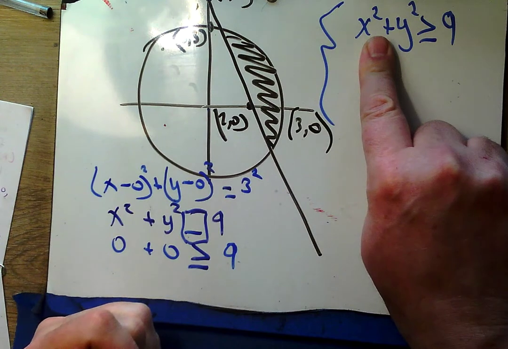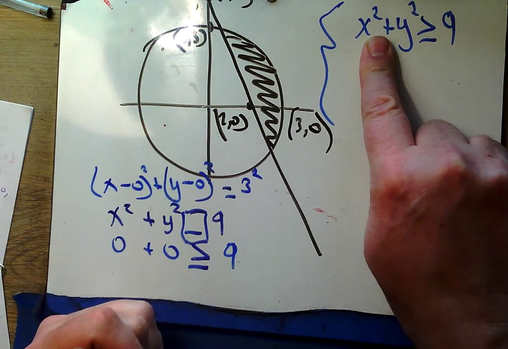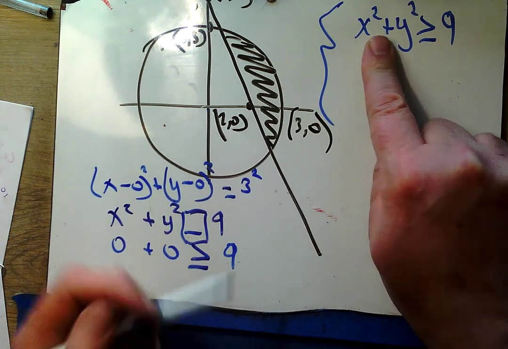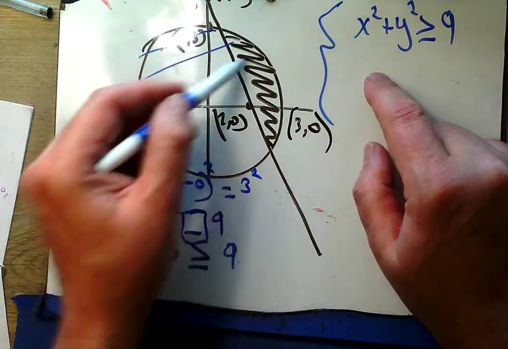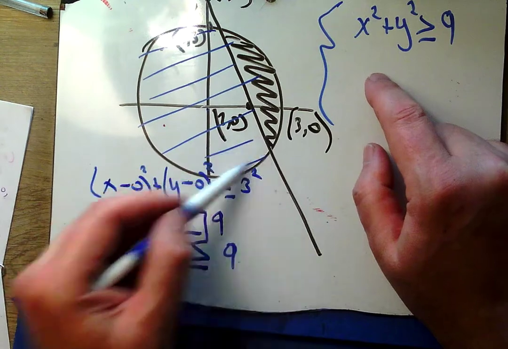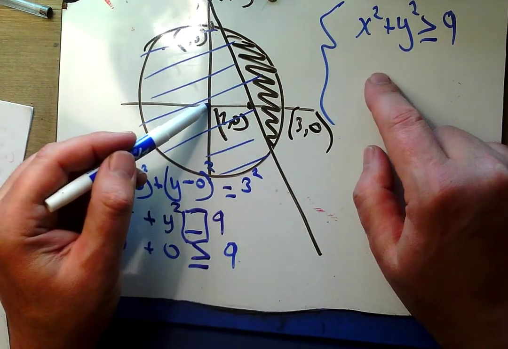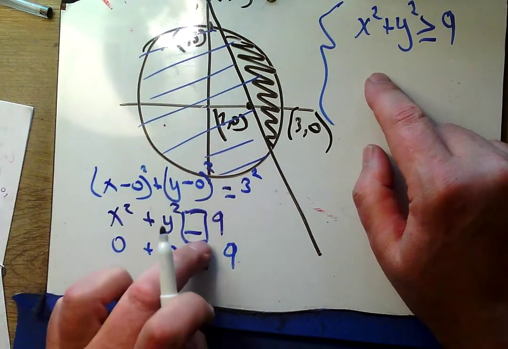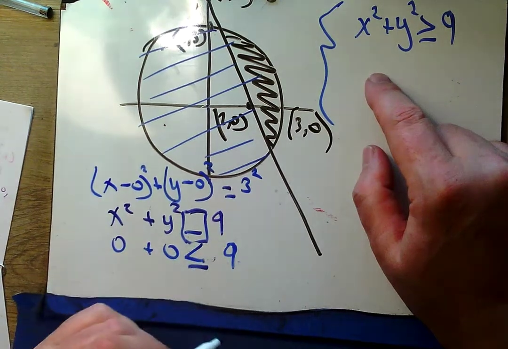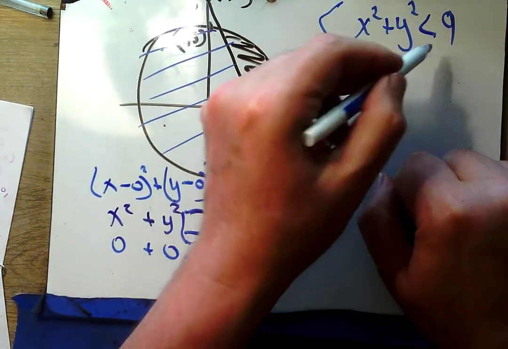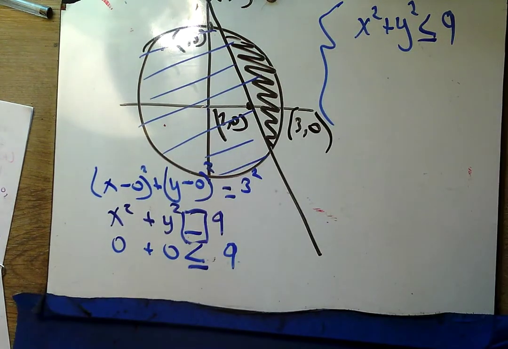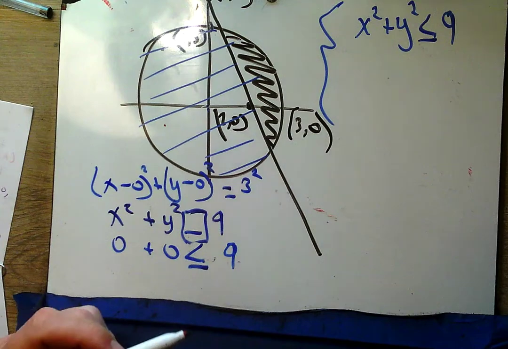oh, but wait a minute. I wasn't paying attention. This shading is actually inside the circle. 0, 0 is a yes, not a no. Oh, there we go. So, it's good to think. I'm just always pleased when I've done some thinking.